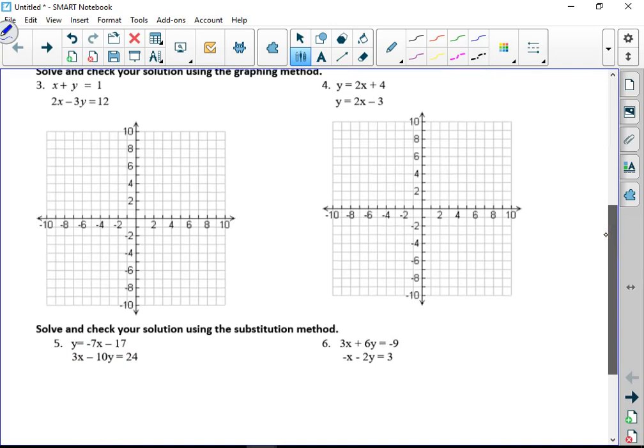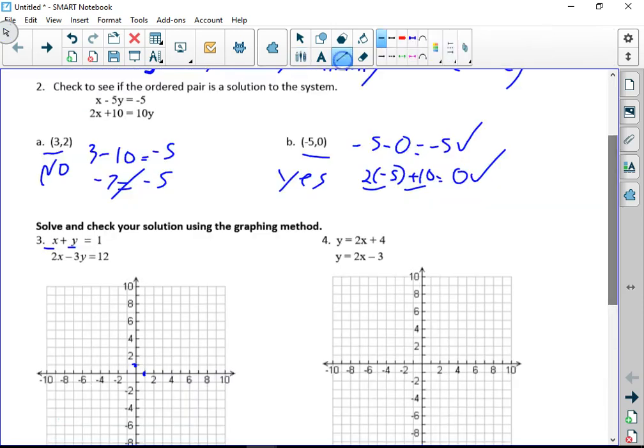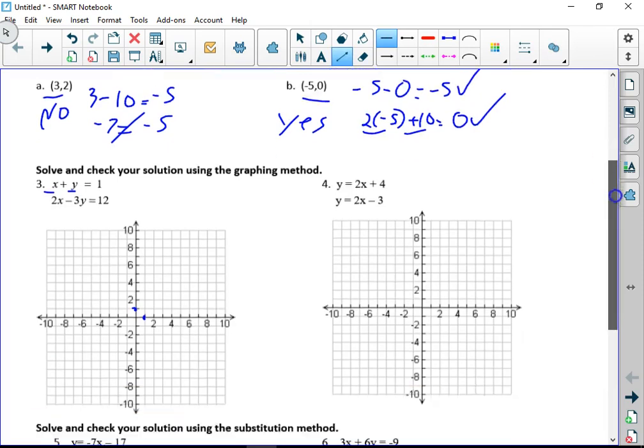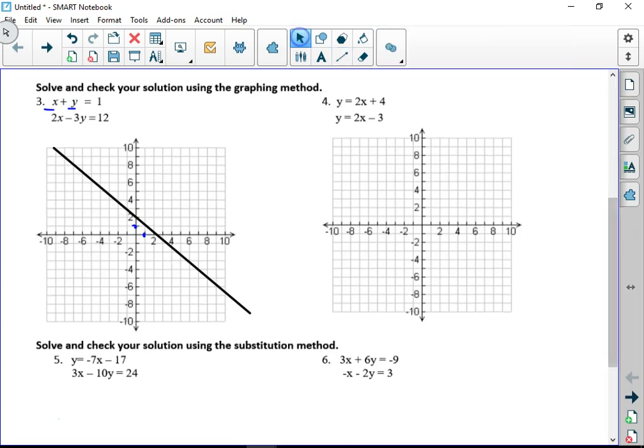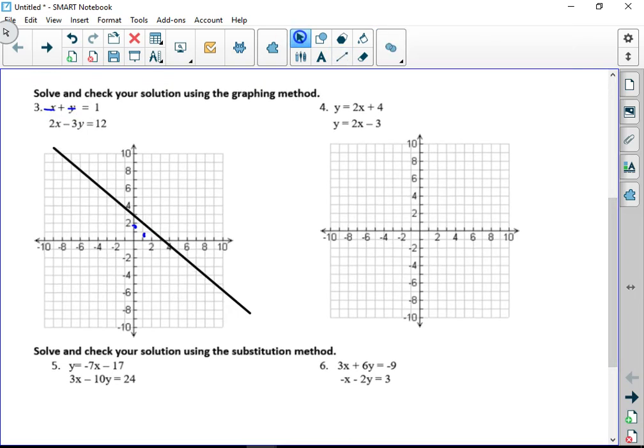Next, any method you want here to graph these. Cover-up method works really good because this one is simply cover that up and y is 1, cover the y up and x is 1. So that's a really easy one. And you get a nice diagonal line that goes through, like that.